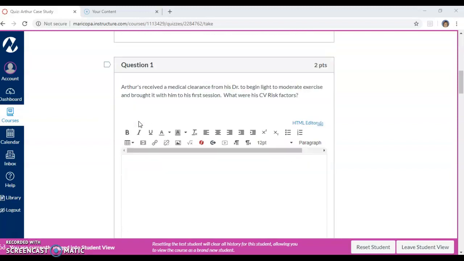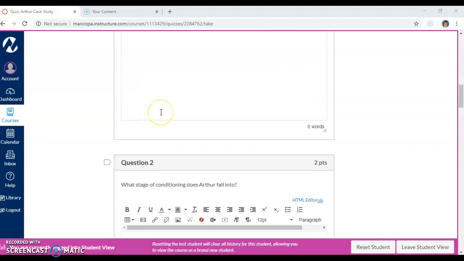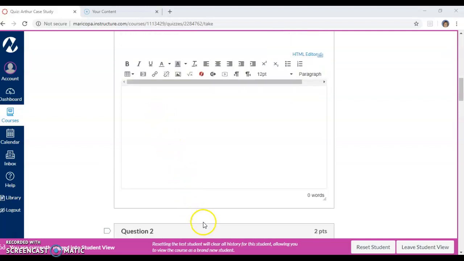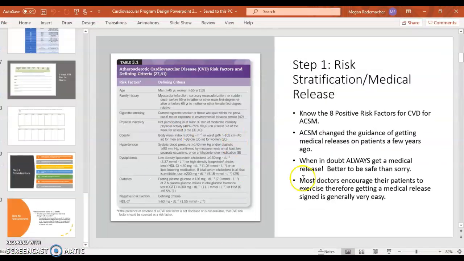The first question was, what were his cardiovascular risk factors? He had 4 risk factors. They were sedentary, family history, obesity, and high blood pressure. And all of that information you could have gotten from your ACSM 4 risk factors. And that's listed right here in that cardiovascular program design PowerPoint under the case study module in Canvas.